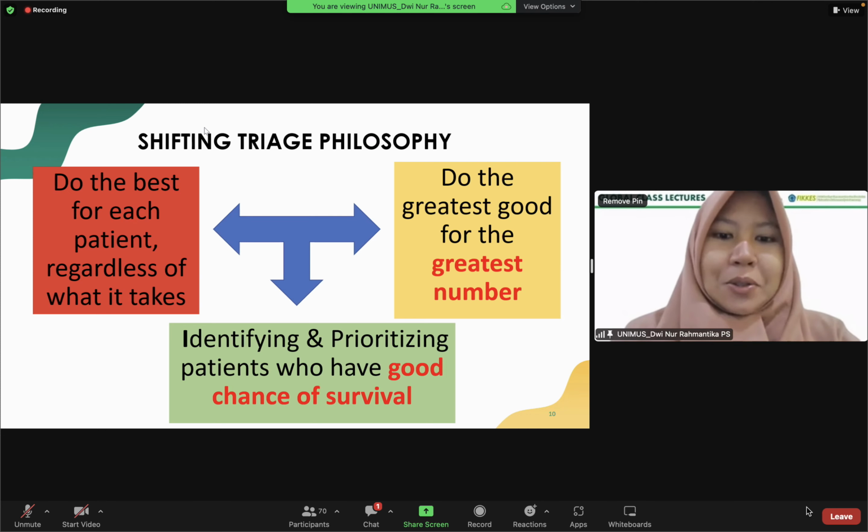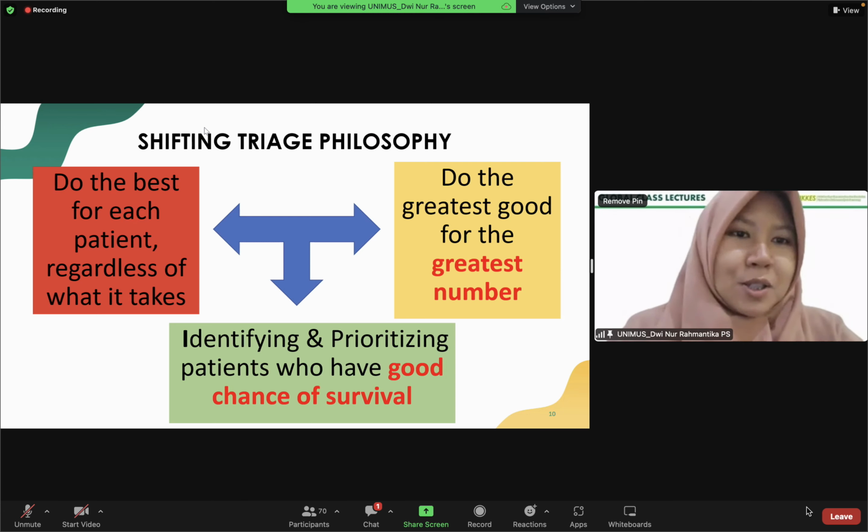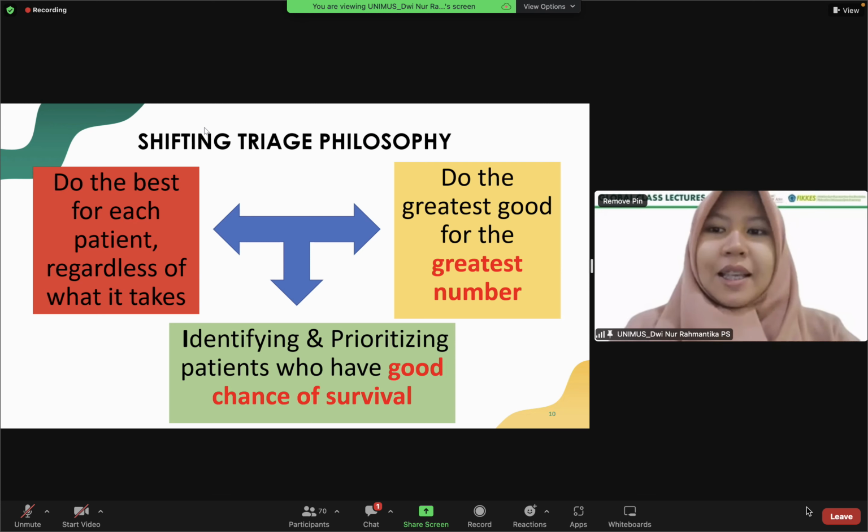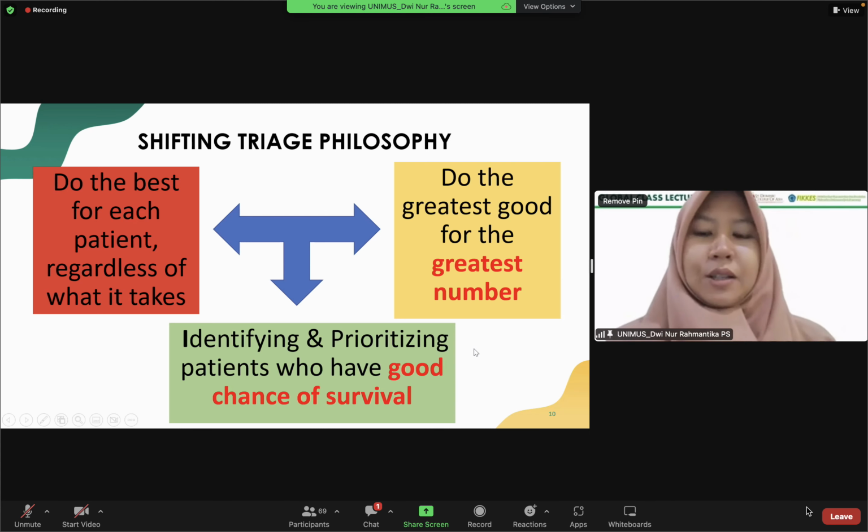So it's not only that we can do the best thing for this one or this one. No, we can do the best thing for everyone. So we get the greatest number of patients. The shift in this philosophy is proposed to identify and reach patients who have a good possibility or probability to live.